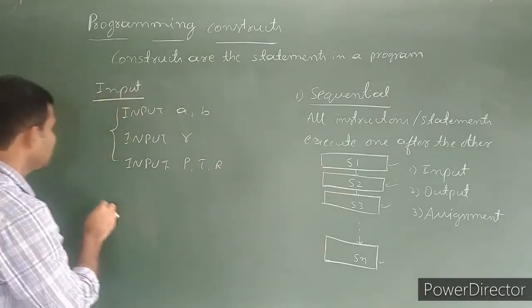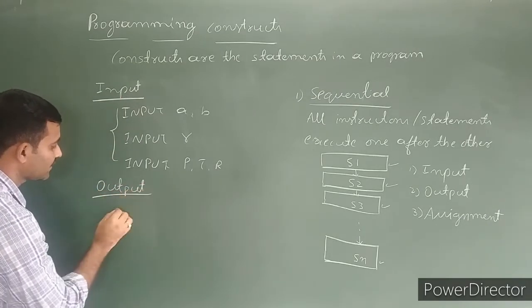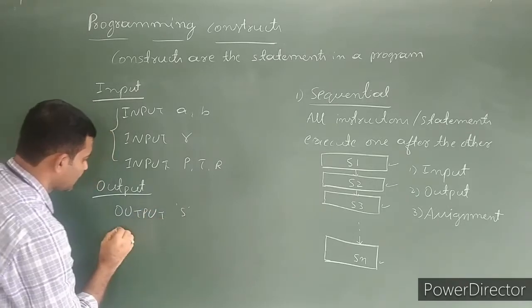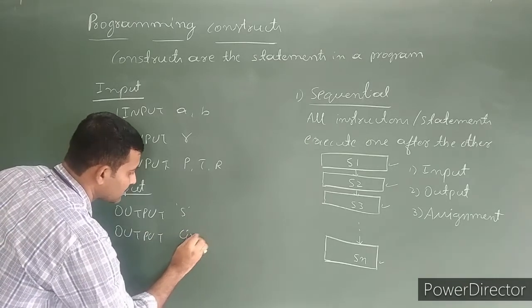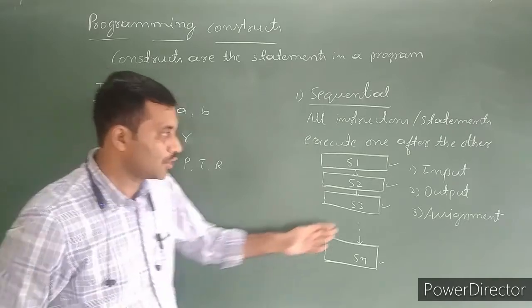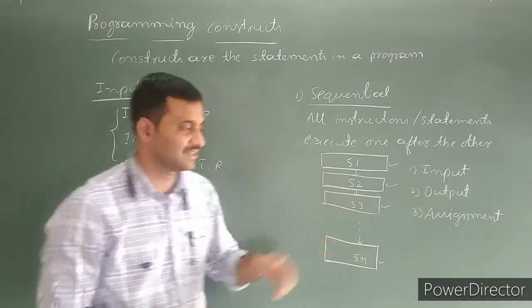Then the second one is output. In an algorithm, we also write output S, then output circumference. So like this we have to write these statements. These are the output statements. These types of statements are written in sequential programming instructions.